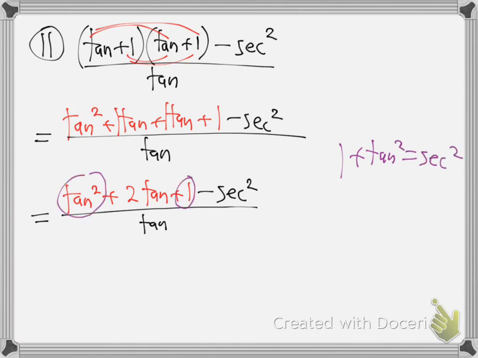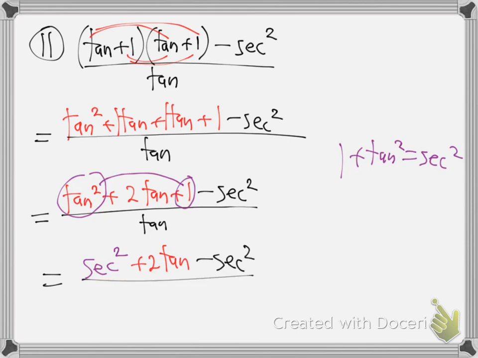So this and this together is secant squared, huh? Minus the other secant squared, they all just vanish. Is that too quick? I can write it a little slower. So in other words, those two become secant squared. Let me put everything else in there. Plus 2 tan minus secant squared over tangent. And then these guys cancel, don't they?